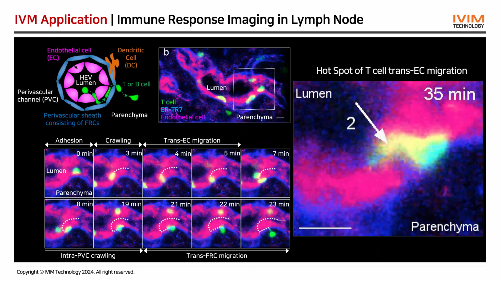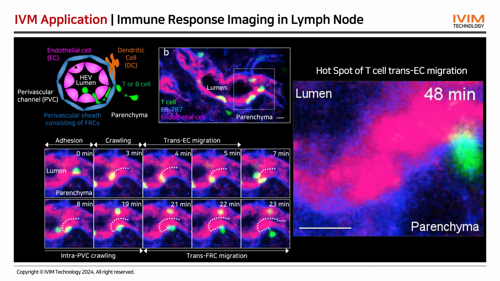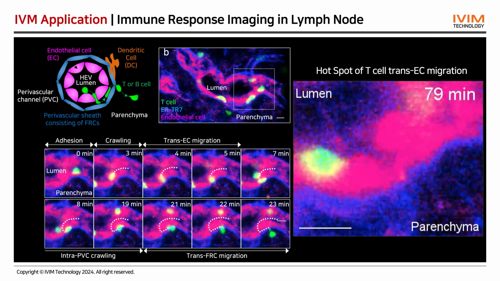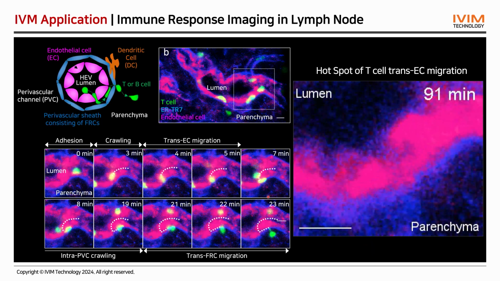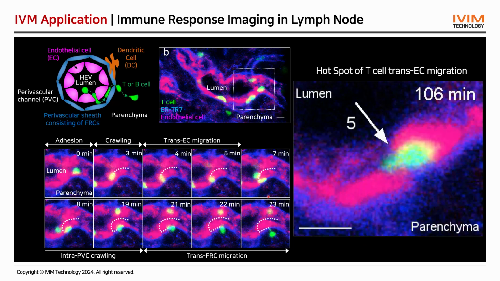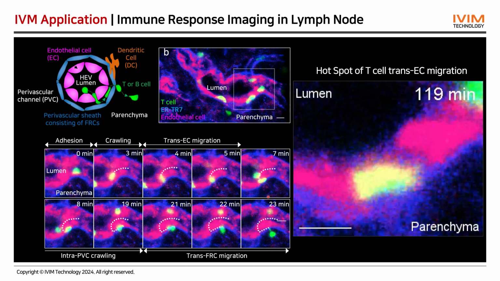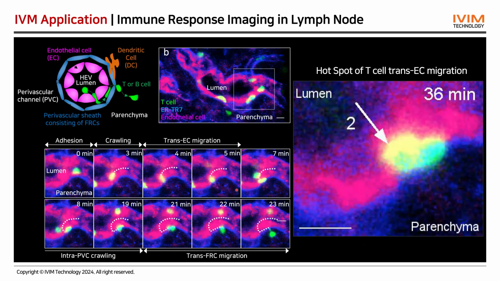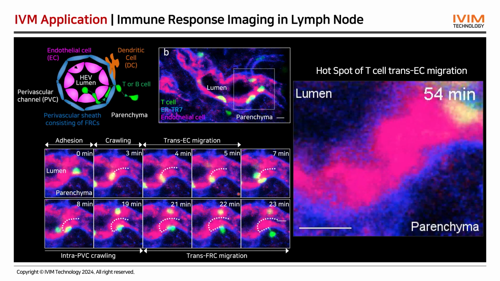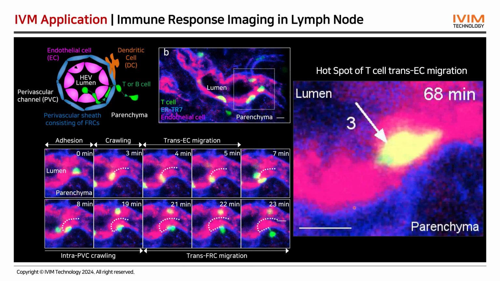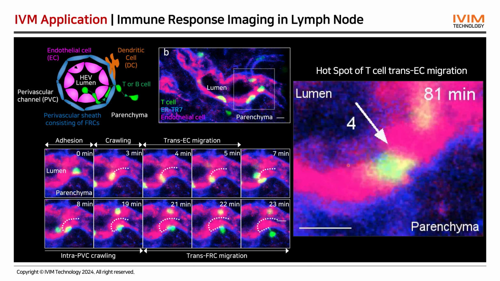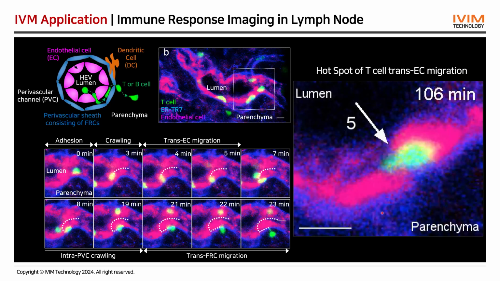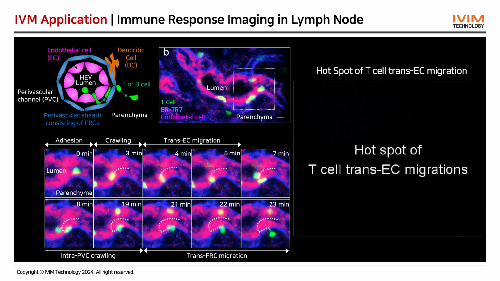This data reveals that not only T cells but also B cells utilize the perivascular channels within the lymph node to traverse from the HEV lumen through the FRC network. So remarkably, we found hotspots for the trans-EC and trans-FRC migration of T and B cells. Interestingly, T and B cells preferentially share the trans-FRC migration hotspots, but not trans-EC migration hotspots.